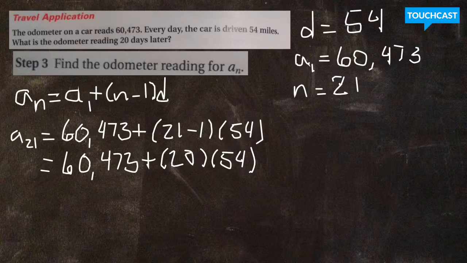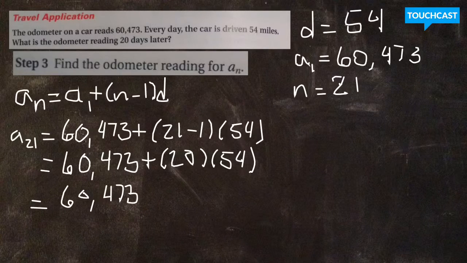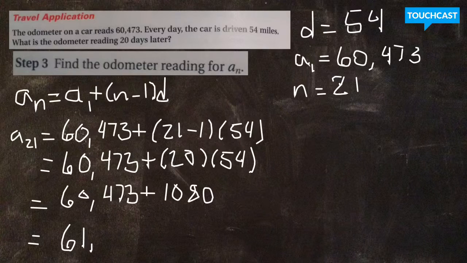Now we can use some multiplication. 20 times 54, that's going to give us 60,473 plus 1,080. Now by using addition, we will find that on the 21st day, or 20 days later, the odometer will read 61,553 miles.